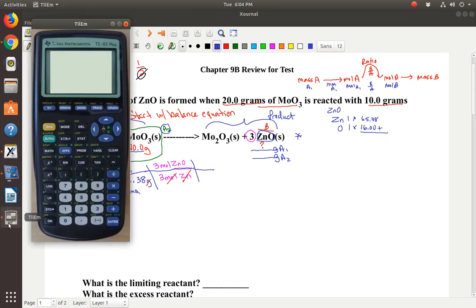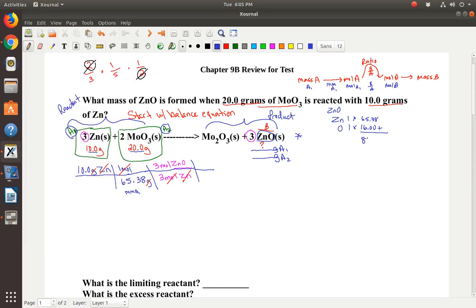Pull up my calculator. Okay, I have 65.38 plus 16, 81.38. 81.38 grams over 1 mole. It's only 1 mole. There's the molar mass of B in this case. All right, notice the units, grams over 1 mole. You have to have the units.